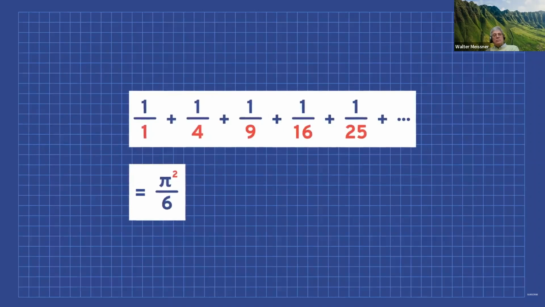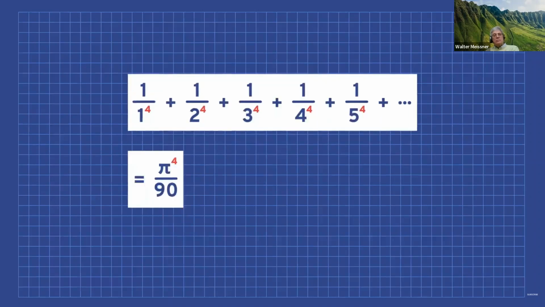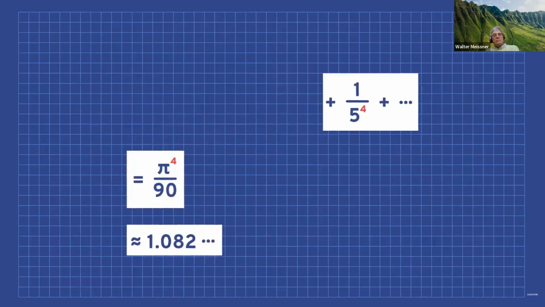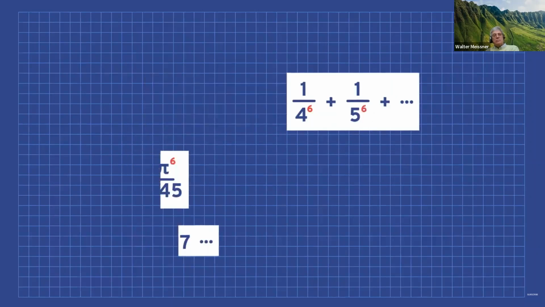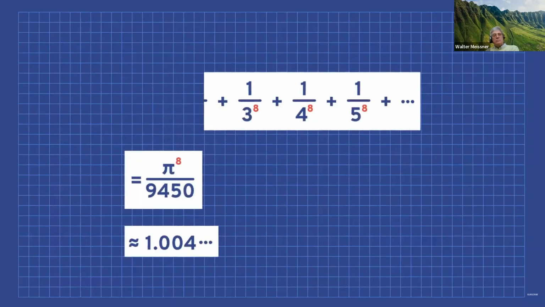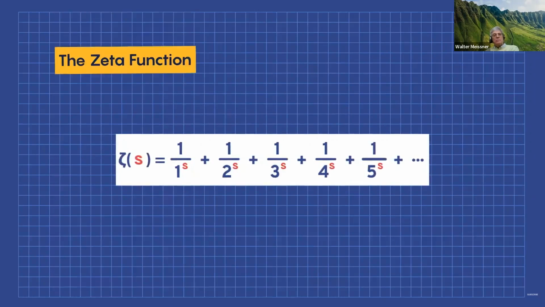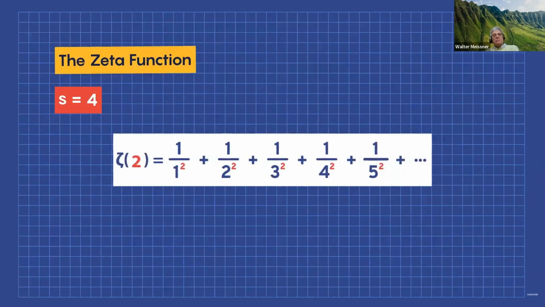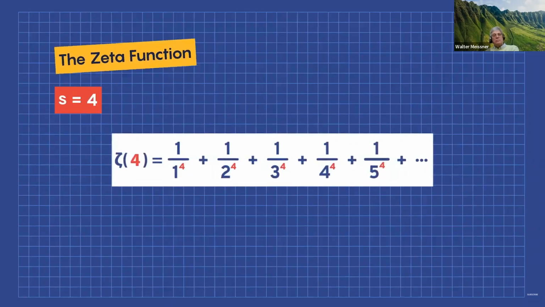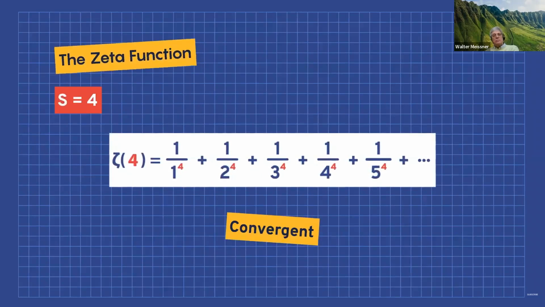So, full of adrenaline from his early victory, Euler kept going. He found the limits of the sum of 1 over the positive integers to the 4th power, and to the 6th power, and to the 8th power. Now let's try to study all these series at once. Let's write s for that exponent. When we do this, we define what's called the zeta function. In other words, zeta of 2 is the sum of 1 over the squares, and zeta of 4 is the sum of 1 over the 4th powers, and so on. Euler proved that all of these converge, but only when s is greater than 1.